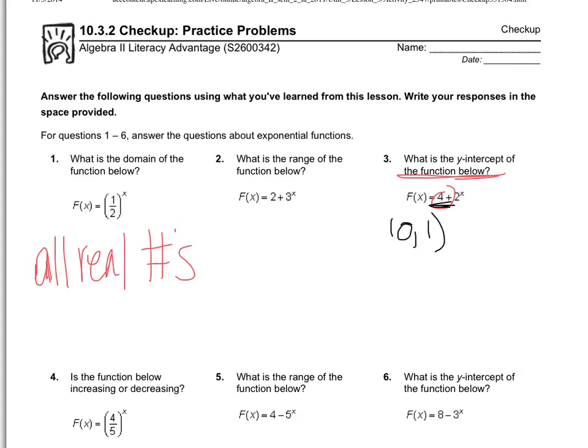But we have this 4 here on the end, so that means I need to add 4 to that y-intercept, so it becomes the ordered pair 0, 5. You can always graph that if you're not sure.